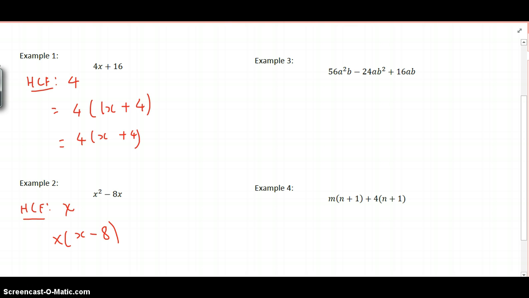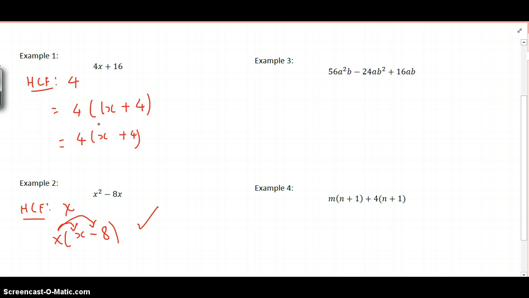Now before I go on any further, it's important to recognize that the inverse of expanding is factorizing. So therefore the opposite of factorizing is expanding. One way you can check your answer is correct is by doing the reverse process. So what is x times x? X squared. And what is x times minus 8? Minus 8x. Therefore we know that our answer is correct.